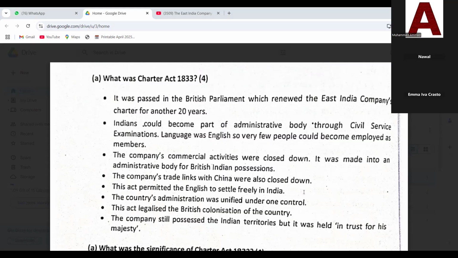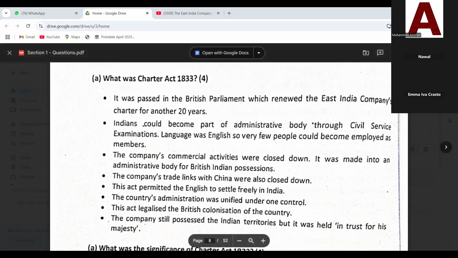I hope you guys are able to make sense of the chain of events that we had studied, from the decline of Mughals to these different battles to British expansion, and how their control expanded in the subcontinent where they became the official colonizers.